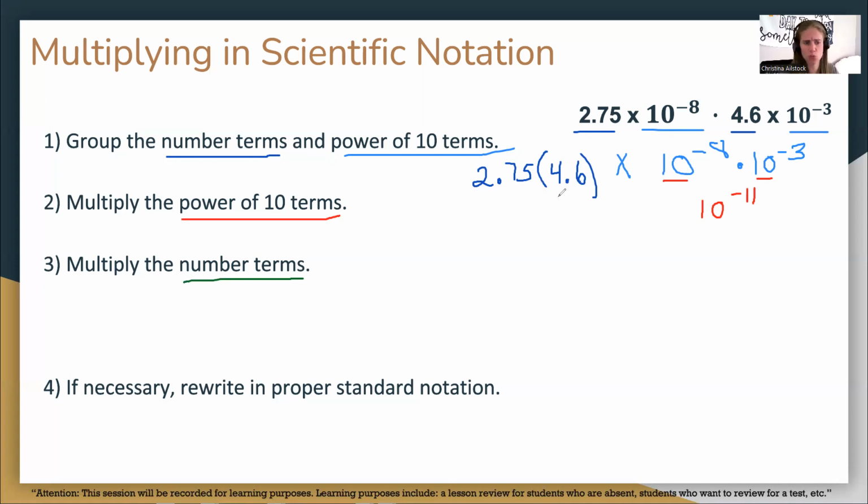As a little refresher, when you're multiplying decimals, we do not have to line up the decimal point. We set up our multiplication like we would a normal multiplication problem, and then we deal with the decimal points at the end. Because of that, we kind of ignore the decimal point, and I look at this as 275, and I look at this as 46 to help me make sure I set it up with the proper number on top.